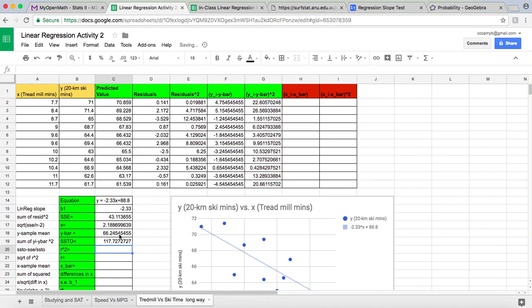Okay, here's our SSTO. So the R squared value, which we could have gotten over here, but now we're going to do it by hand, is the SSTO, so this guy, minus the SSE, this one, the sum of our residuals squared, divided by the SSTO. So this is equal to, and I need to put parentheses around the top so I do that subtraction first, the SSTO minus the SSE divided by the SSTO. And there we have our R squared.